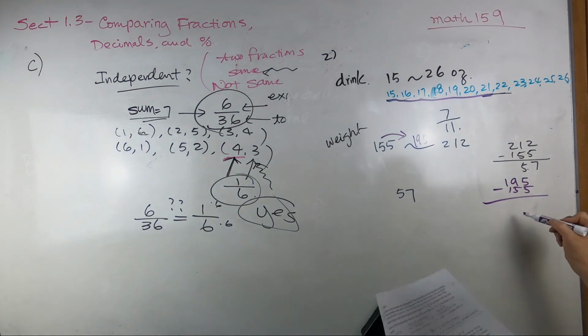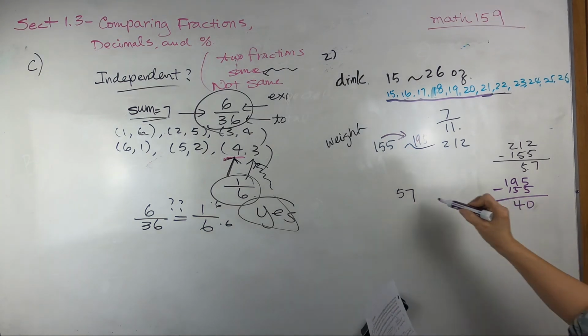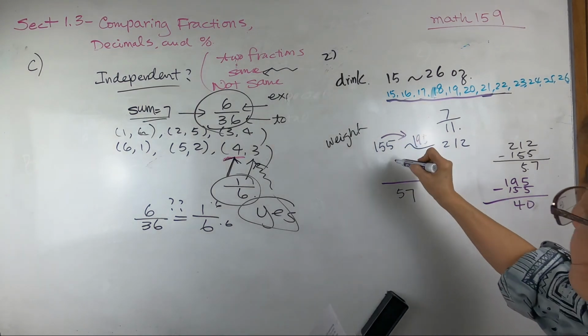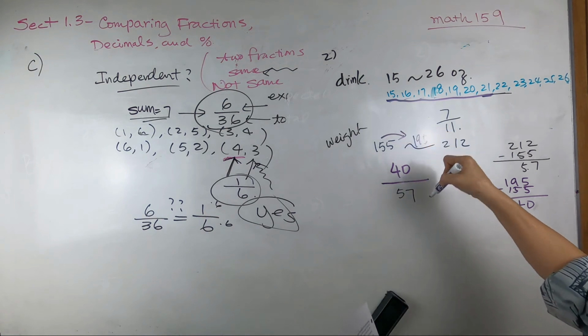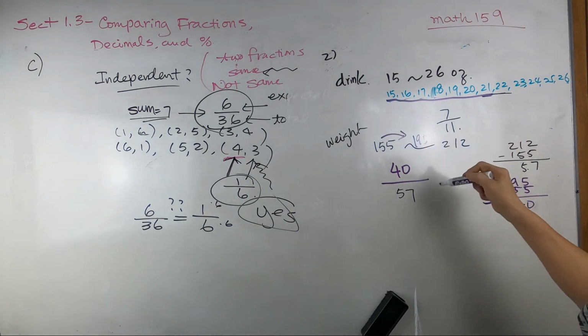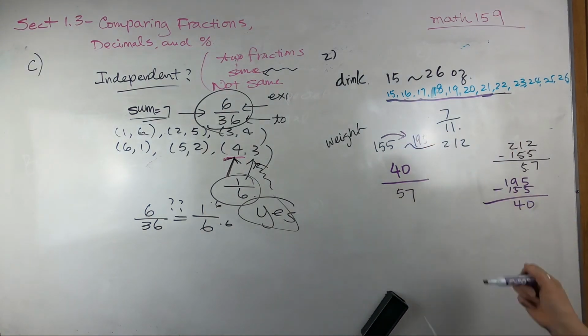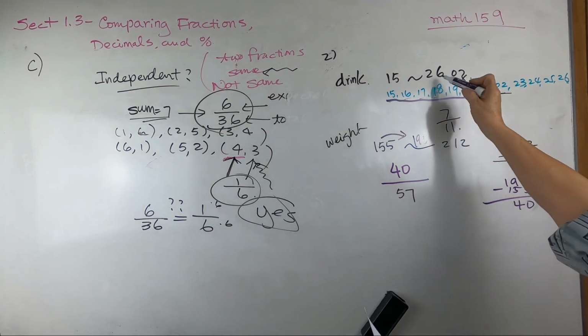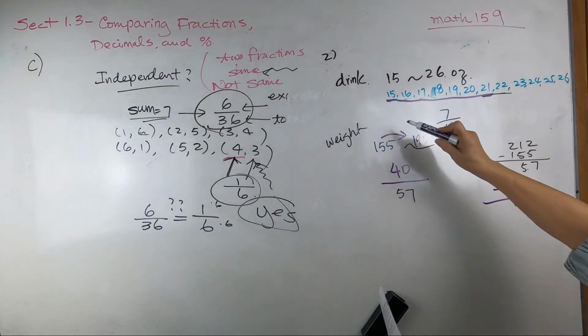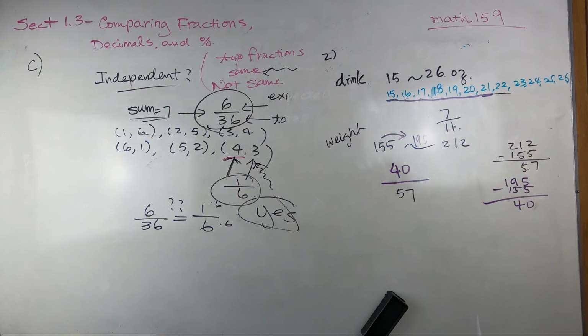I will not test you on this one. So the chance is 40 out of 57 numbers you can pick from. That's why. I think the drink one should be 26 minus 15, which is 11.